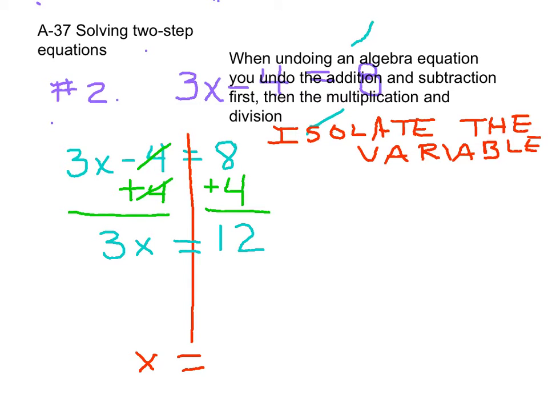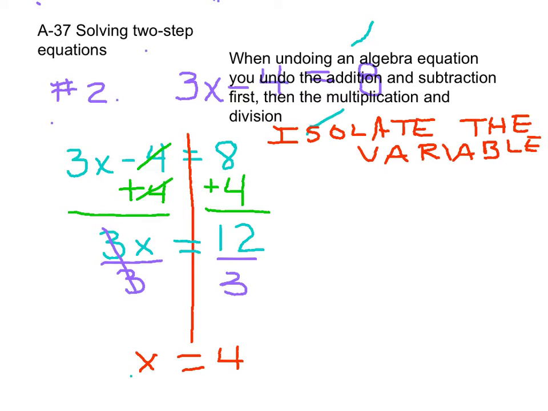Now all I have left is to get rid of that 3. Well, as I look at the 3, I see it's multiplying. That x is being multiplied by 3. So to undo multiplication, I'm going to divide both sides by 3. And when I do that, those 3's cancel, and I get exactly what I wanted, which is an x. And 12 divided by 3, of course, is 4.